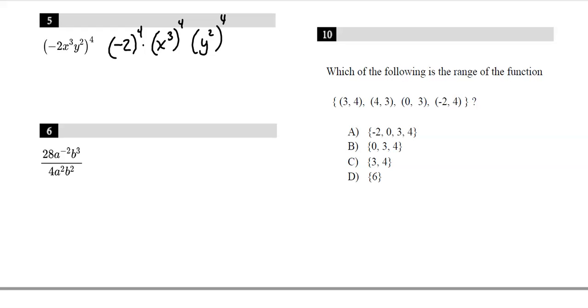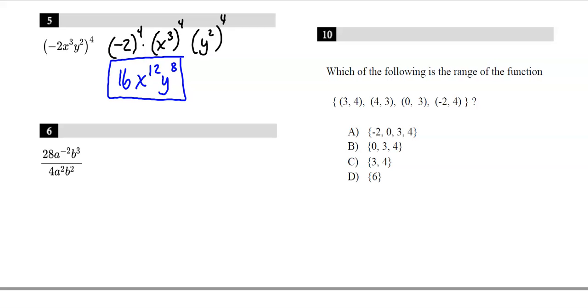And be careful here. Any negative number raised to an even power is going to be positive. So negative 2 to the 4th is going to be positive 16. This will be x to the 12th, and that will be y to the 8th. And as long as I don't have any negative exponents, I'm simplified, I'm good to go. Number 6.